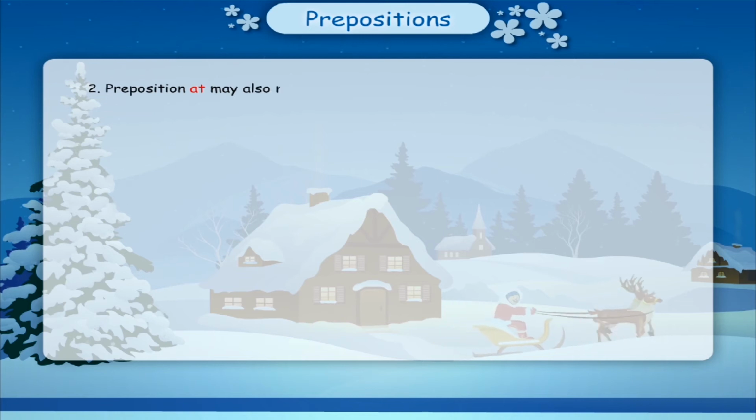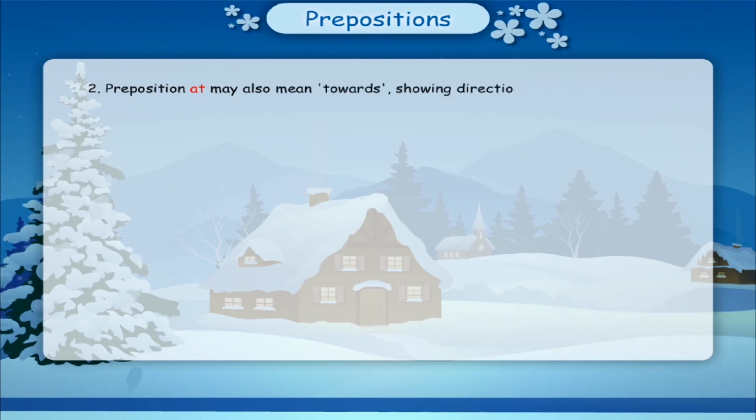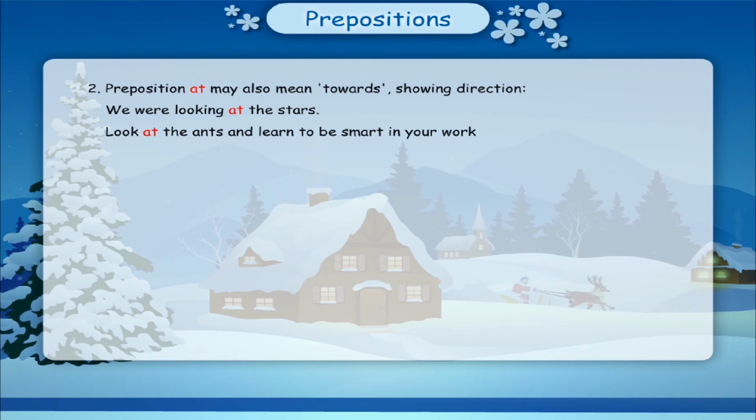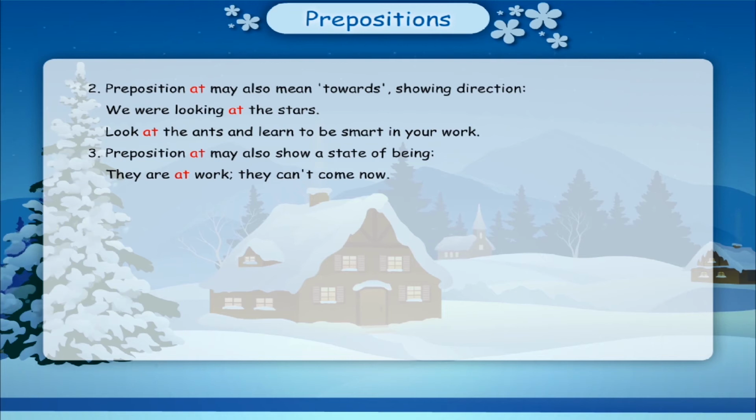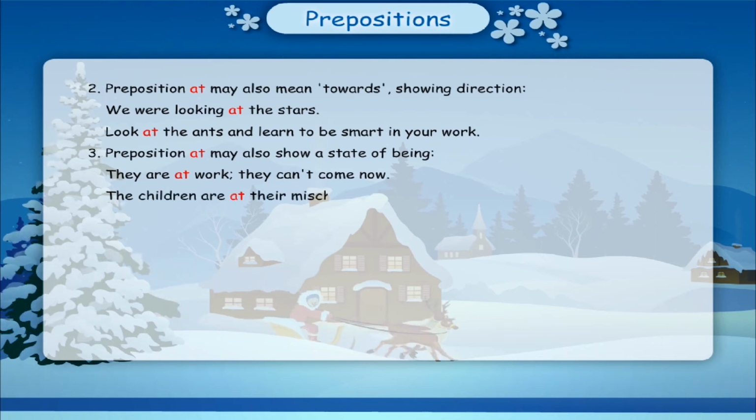Preposition at may also mean towards, showing direction. We were looking at the stars. Look at the ants and learn to be smart in your work. Preposition at may also show a state of being. They are at work, they can't come now. The children are at their mischief again.